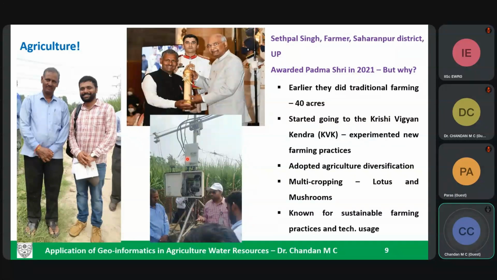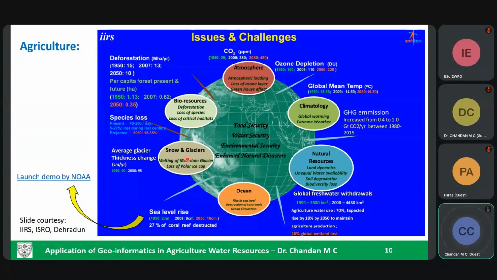Now, when we come to agriculture and the issues and challenges that are there with agriculture, we are already facing issues with respect to deforestation and species loss.